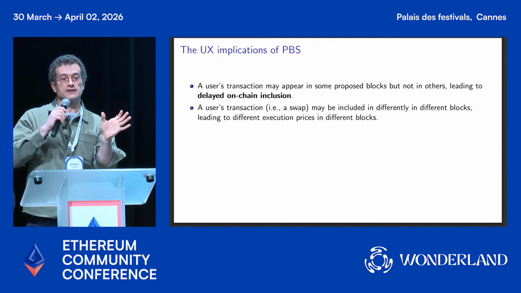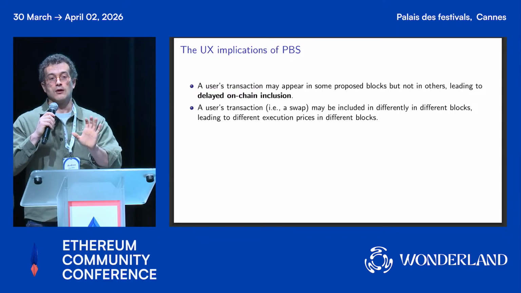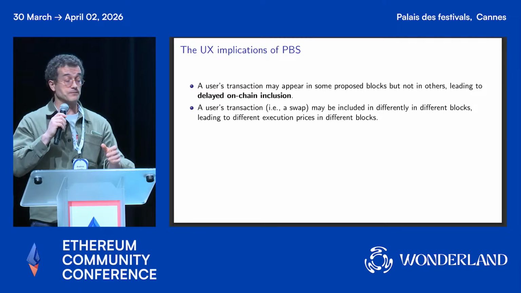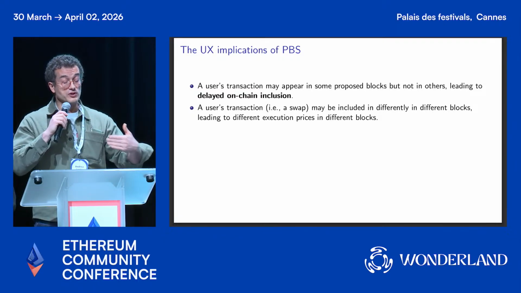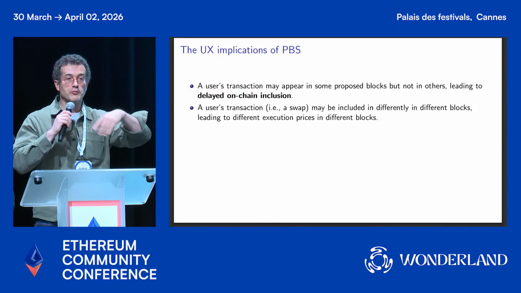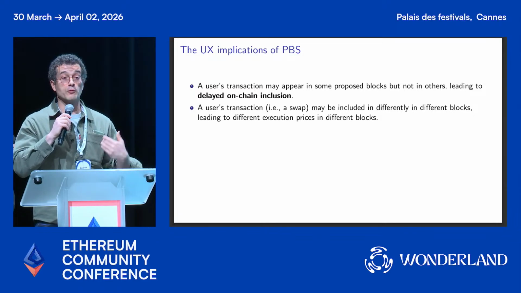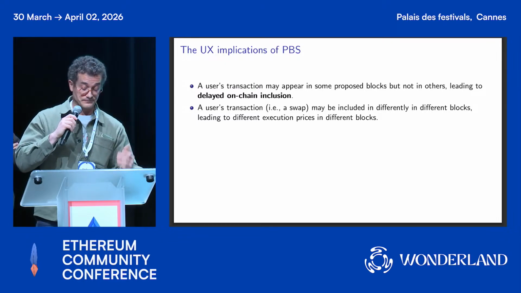And this will affect the execution price of those swaps, or even whether it's executed or not, so the reverse probability, okay? And if you think of this process as some sort of random process that picks one block among the many proposed, this, if you want, is a form of risk, a form of execution risk.